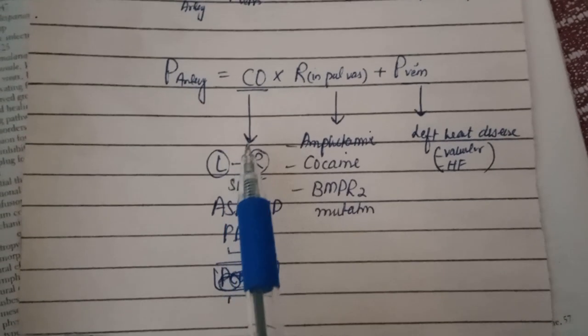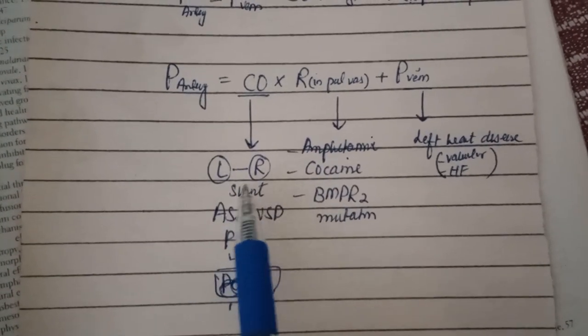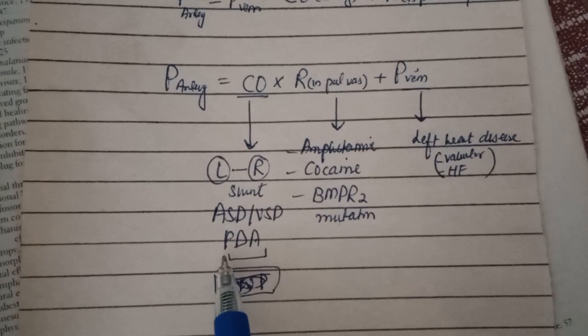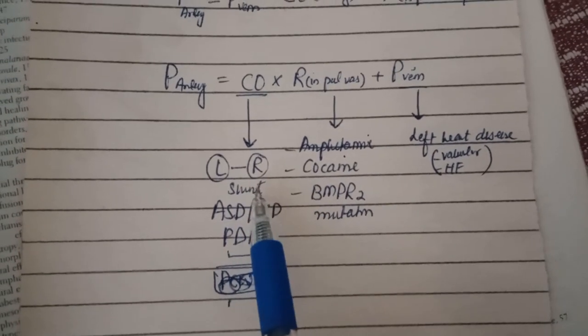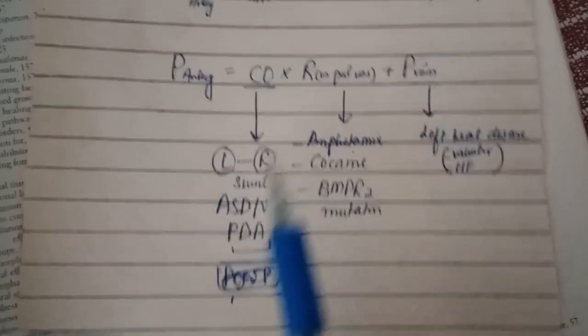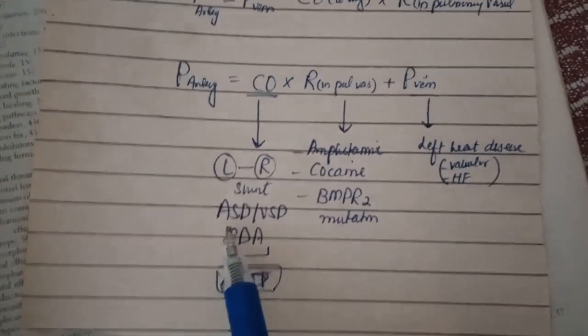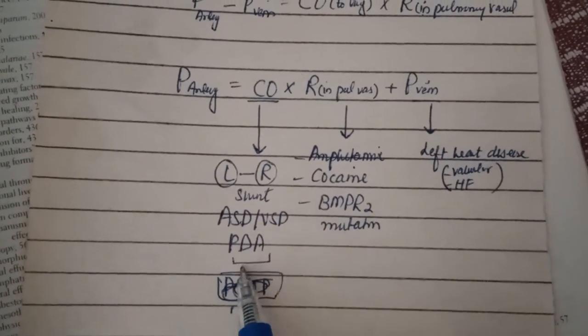The cardiac output can be increased if there is a left to right shunt, where blood from the left side of the heart goes into the right side, and that blood will then definitely go into the pulmonary artery, so it will increase the pulmonary artery pressure. Some of its causes are ASD, VSD, and PDA.